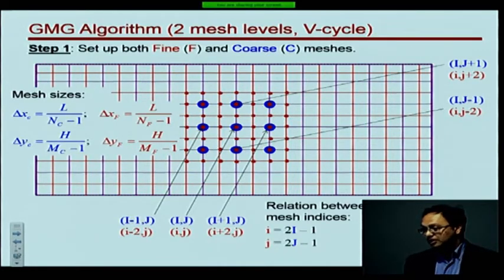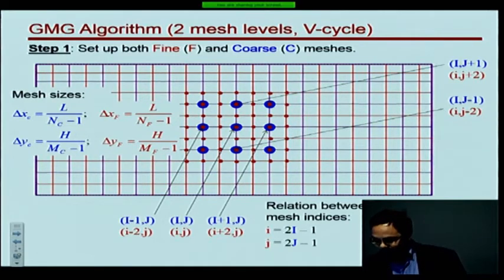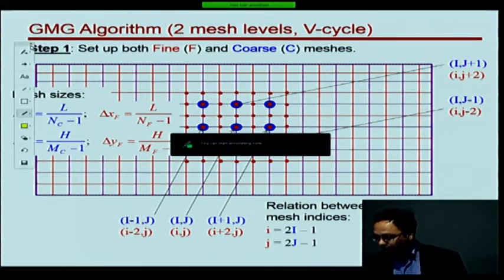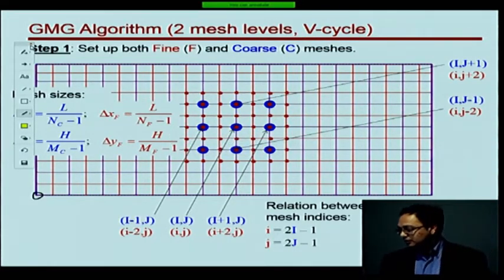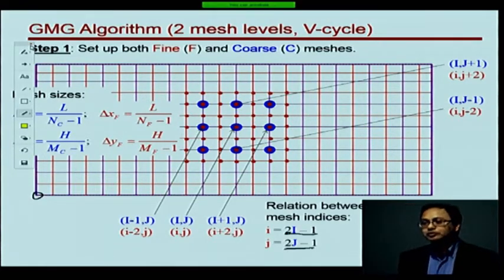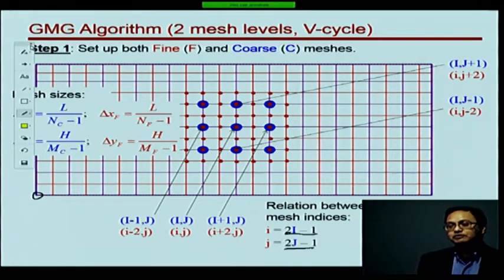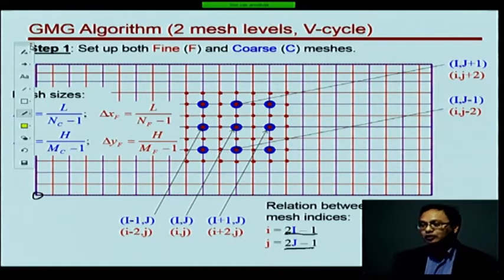So if you start here, for example, right here in this corner, let me use black so I don't confuse you. Right there, that's capital I equal to 1 and capital J equal to 1, because there's a coarse mesh node there. If you compute this using this formula, you get 2 times 1 minus 1, which also gives you 1 comma 1. So that node is 1 comma 1 for both the coarse mesh and the fine mesh.